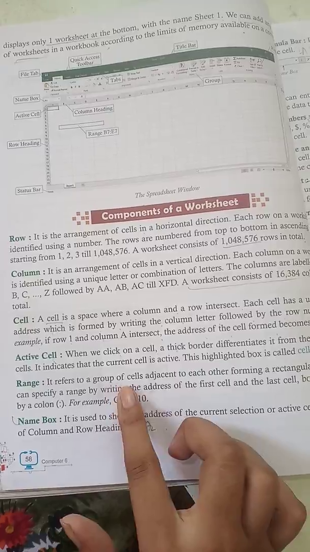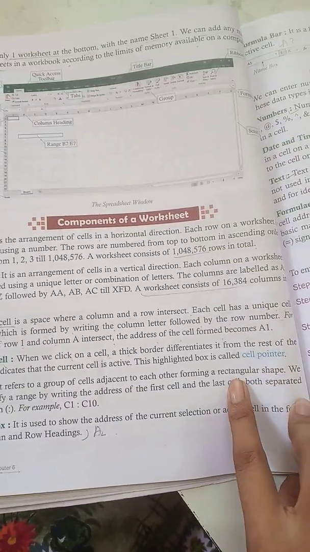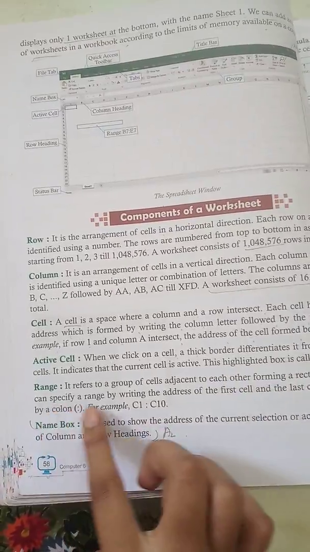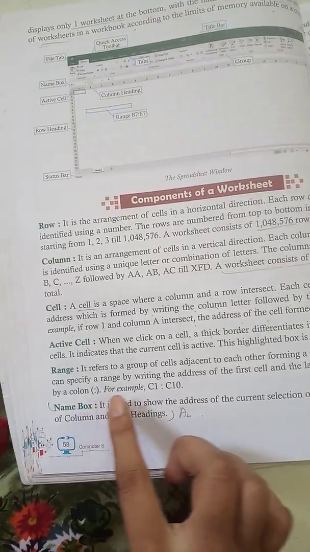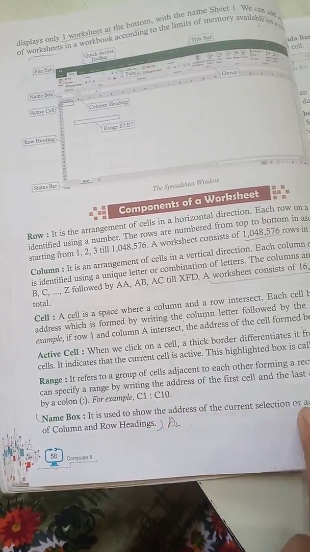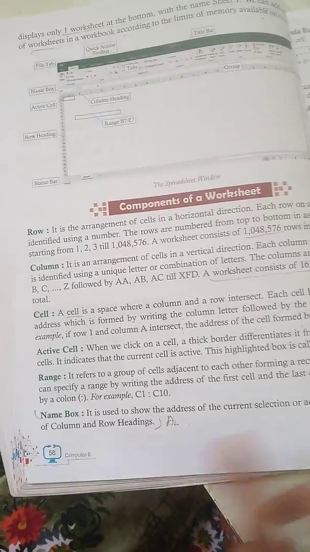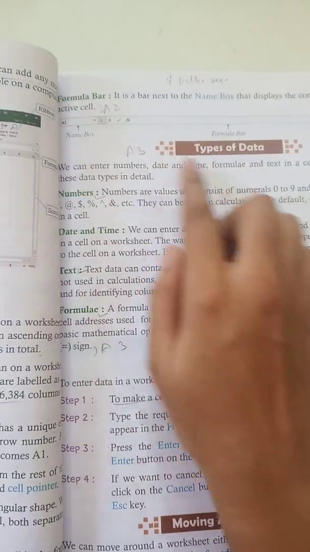Range. It refers to a group of cells adjacent to each other forming a rectangular shape. We can specify a range by writing the address of the first cell and the last cell, both separated by a colon. For example, C1:C10. Name box. It is used to show the address of the current selection or active cell in the form of column and row headings. Formula bar. It is a bar next to the name box that displays the contents of the current or active cell.